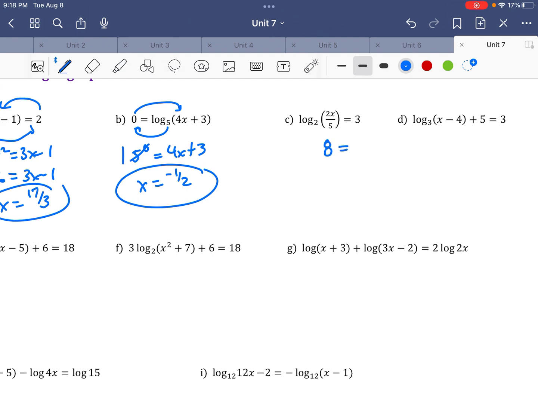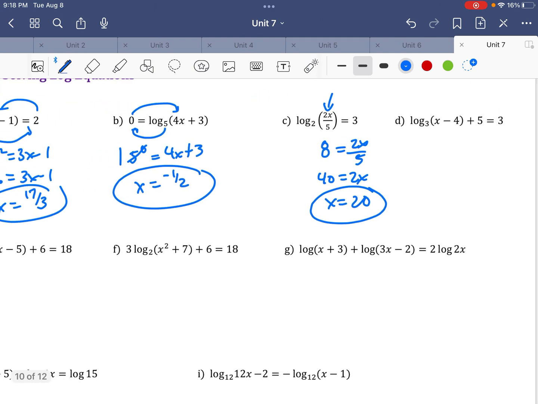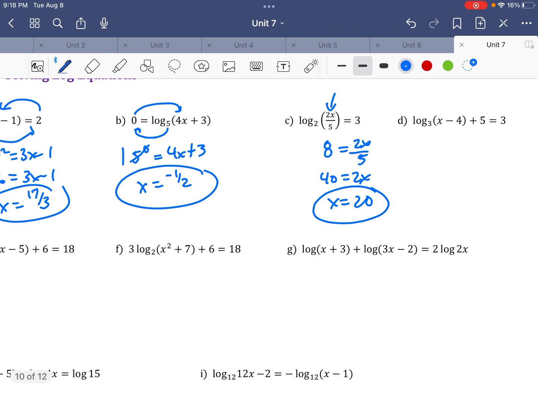All right, here we go. 2 to the 3rd. So 2 to the 3rd is 8. Has to equal 2x over 5. So let's cross multiply. Get 40 equals 2x, so x equals 20. And I do a quick mental check. 2 times 20 is not going to be negative or 0, so we're good.